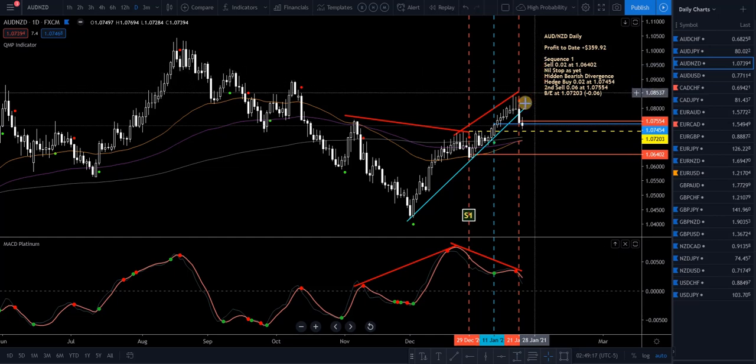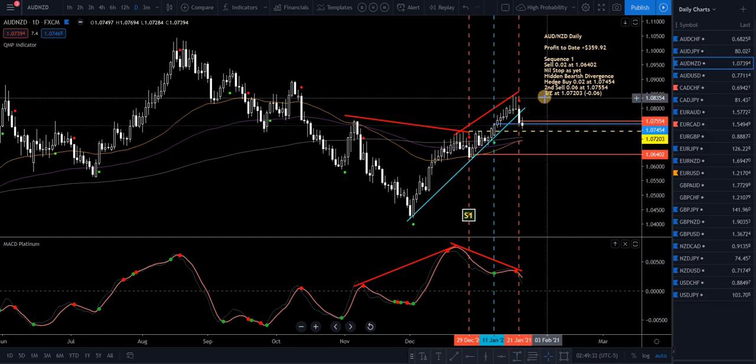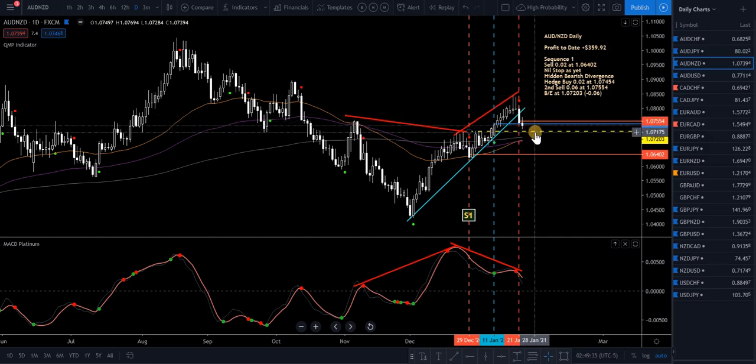Hidden bearish divergence. Hedge buy there. Now on Friday morning, I got a... Thursday morning, 21st. What is it today? 23rd. 21st on Friday morning, I took a new sell. Second sell, and there's my overall break even from all 3 trades at that yellow line.